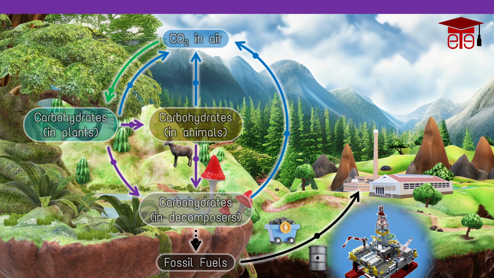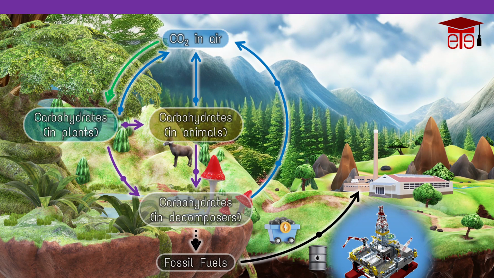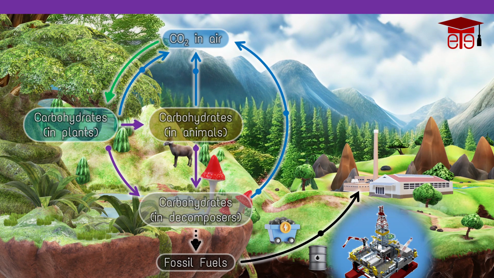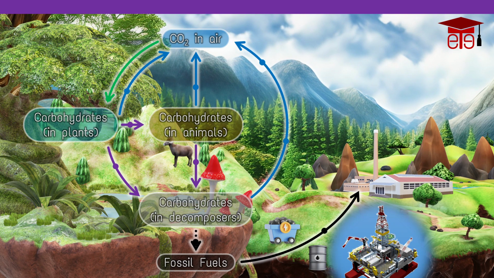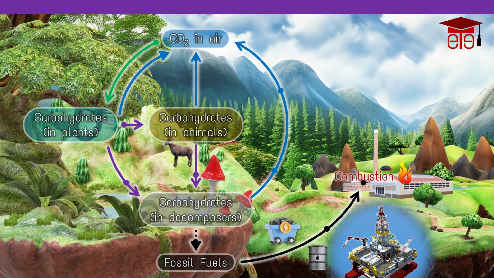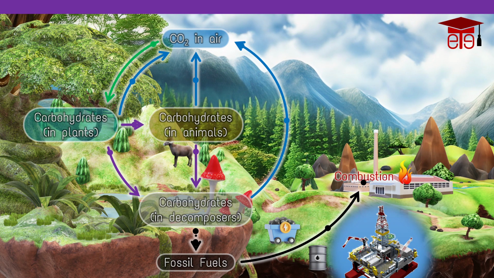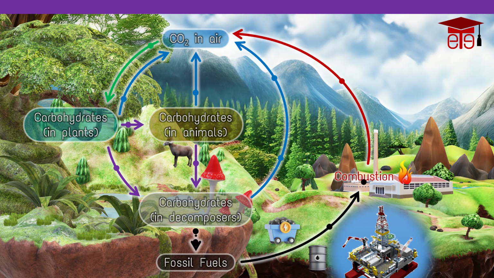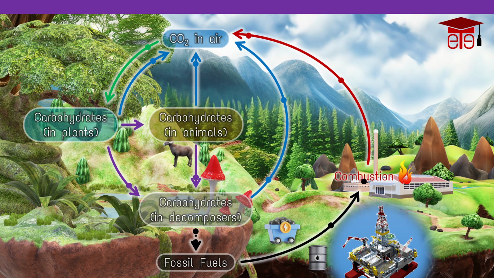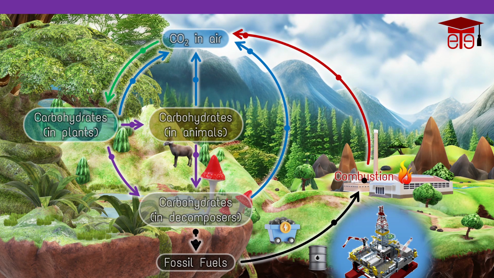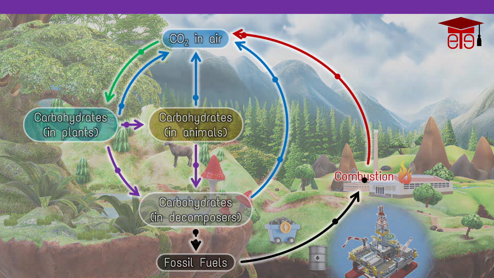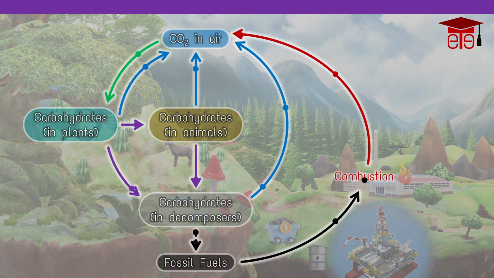Fossil fuels contain carbon. This came from the carbohydrates, fats, and proteins in the dead organisms. When we burn fossil fuel, the carbon in it combines with oxygen from the air and forms carbon dioxide. This is called combustion. The completed diagram is called the carbon cycle.